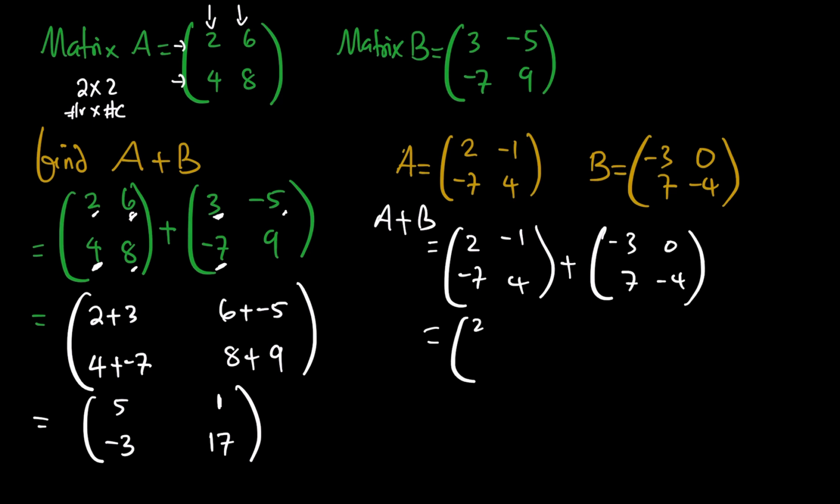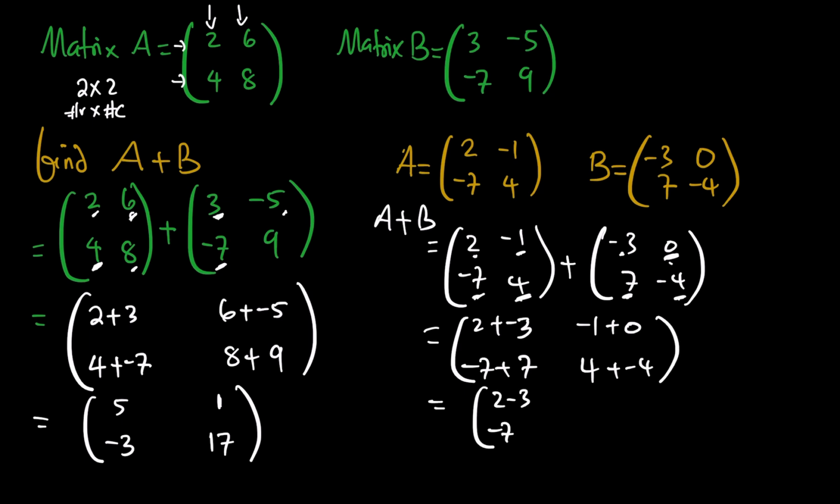And we said that when you take the 2, you're going to add it to this -3. Take this -7, you add it to this 7 that is also here. If you take this -1, we add it to the 0 that is here. If we take this 4, we come down here also and pick the number, which is 4 plus -4. And when we do that, we get 2 minus 3, -7 plus 7, -1 plus 0, 4 minus 4. And then we finally get -1, 0, and this gives us -1 and another 0 in that particular order.